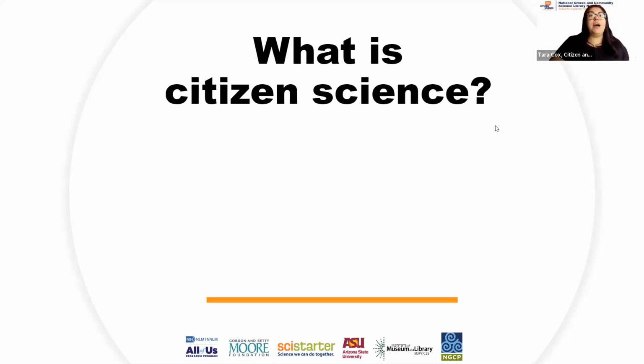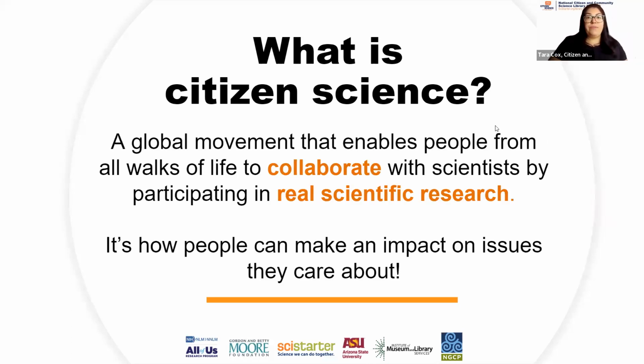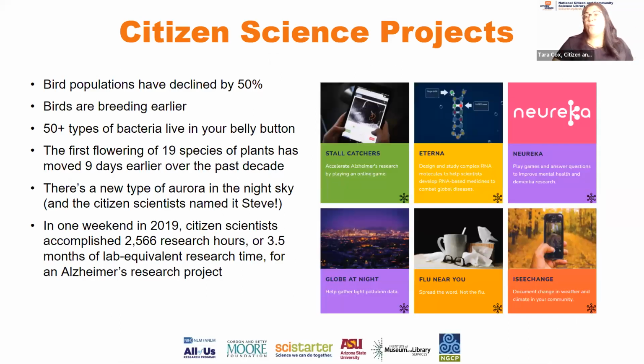Citizen science is this idea of partnership between real scientific researchers and the public. Anyone can participate in citizen science. It's a collaboration, and it's how people are making an impact on issues that they care about. Citizen science came to be because scientists have a lot of research and data that needs to be analyzed, or they need more eyes and ears on the ground to help collect data, like tagging butterflies or collecting water samples. Here are some really fun examples of citizen science projects and some of the real impacts of citizen science.